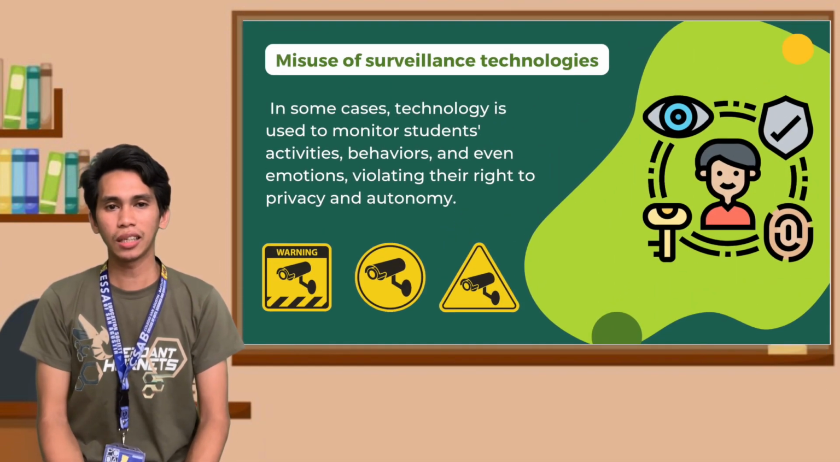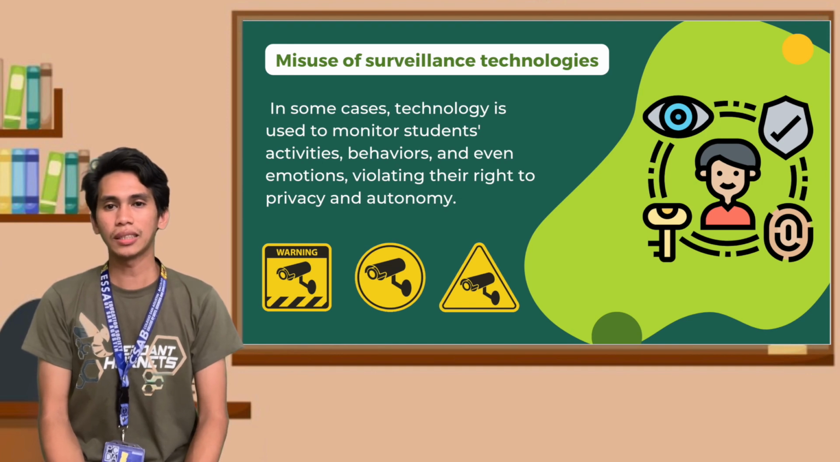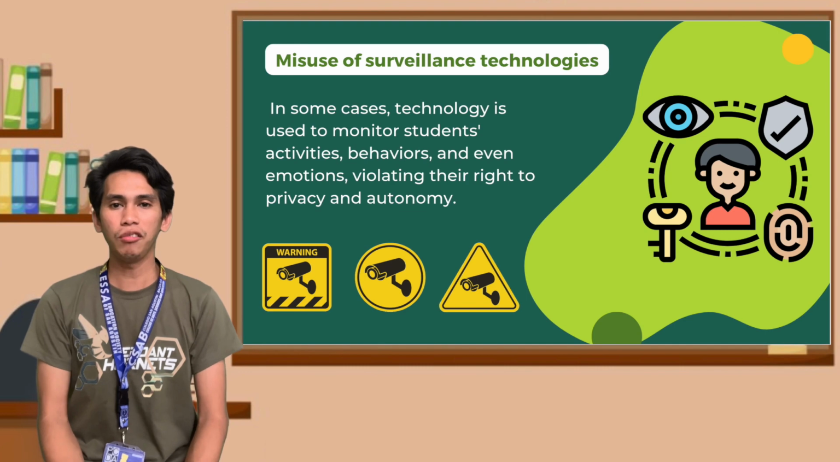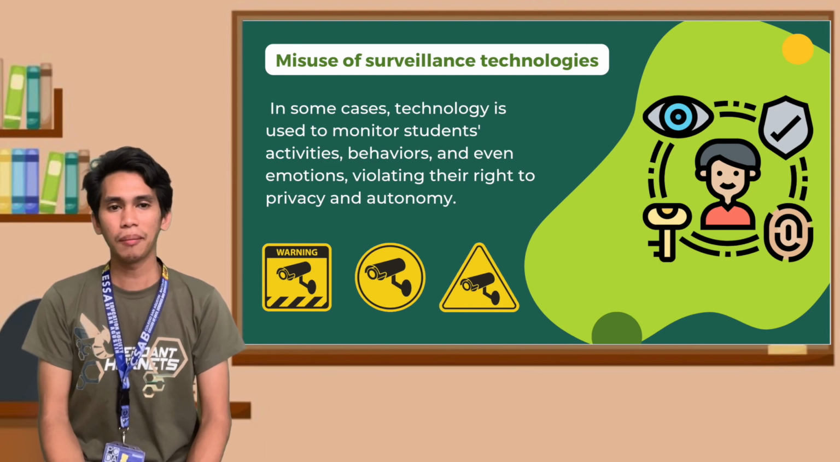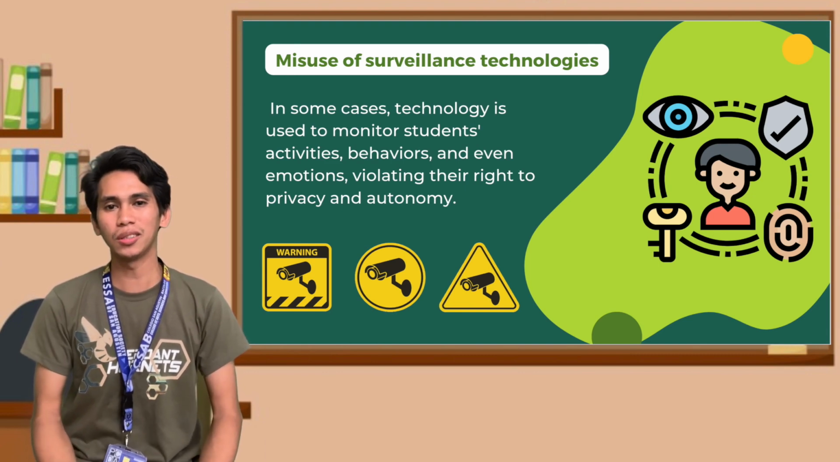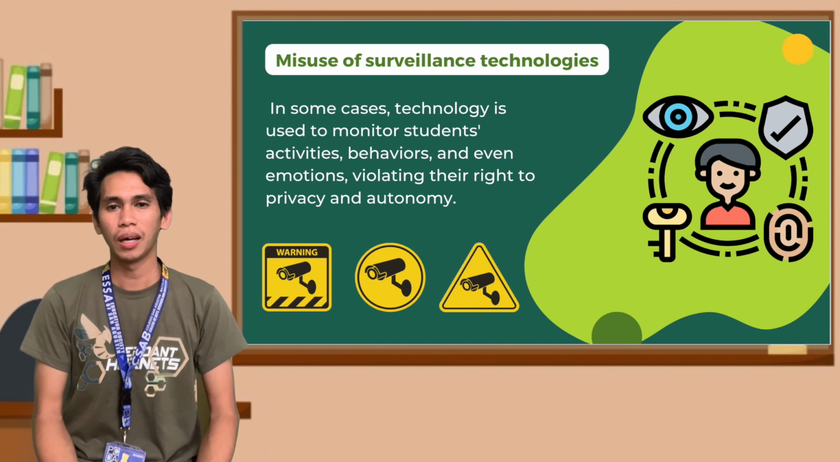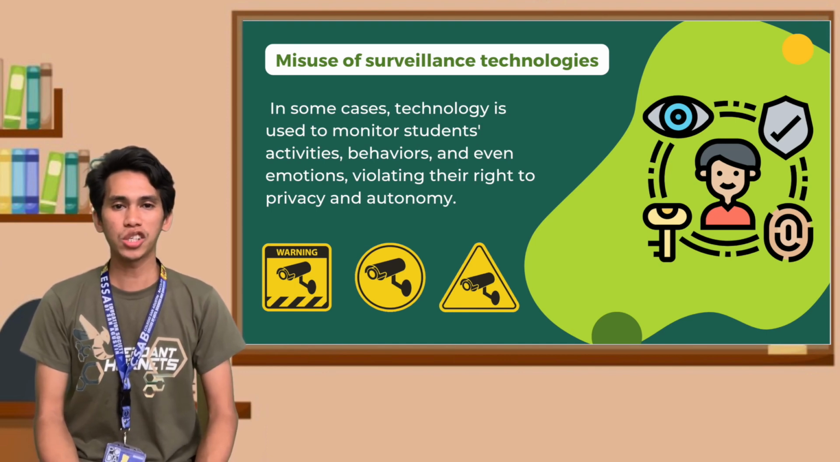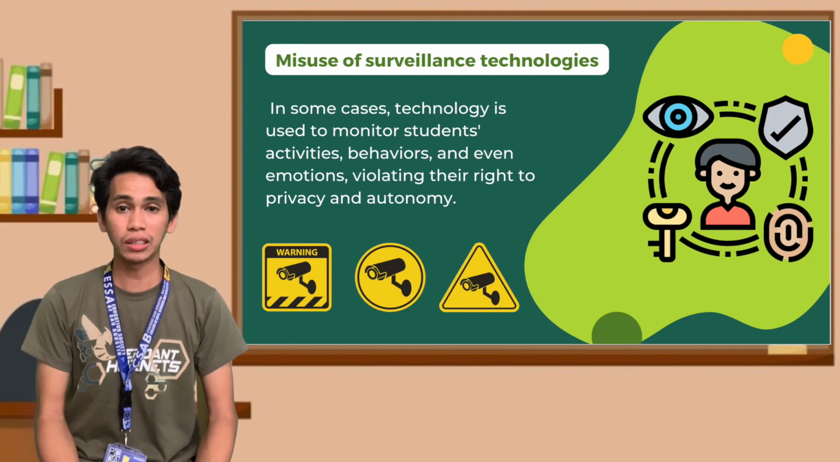Misuse of surveillance technologies. In some cases, technology is used to monitor students' activities, behaviors, and even emotions, violating the right to privacy and autonomy. Kasi ara kita nga gusto makubrahon sa school, pero may mga CCTVs na nagpanibot sa adult schools, which nagabayuli sa adult privacy as a human.